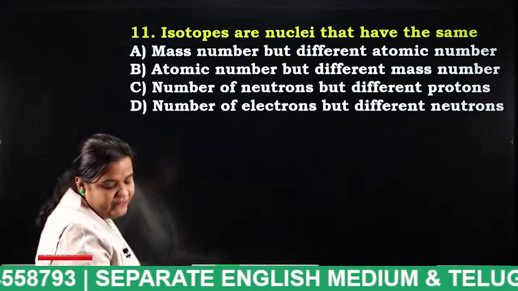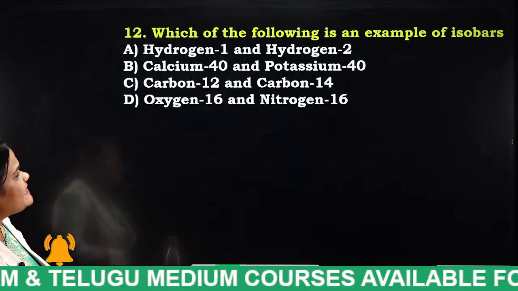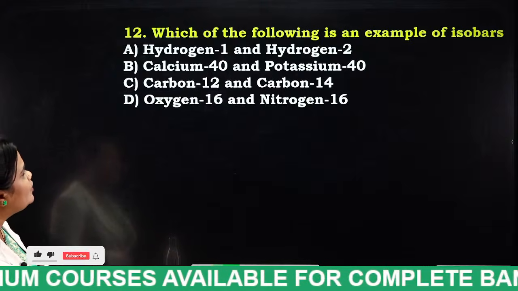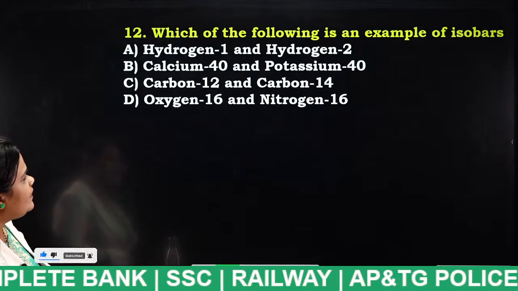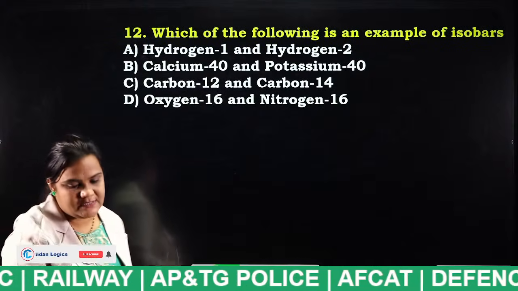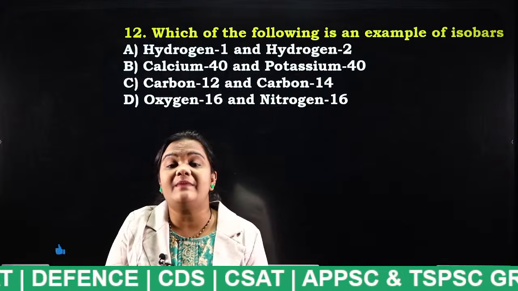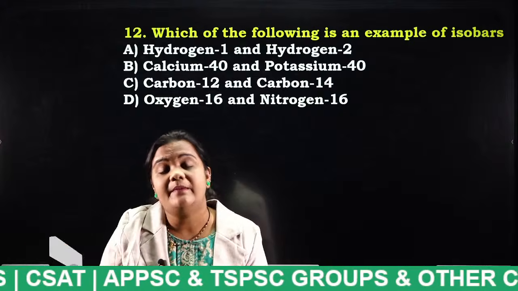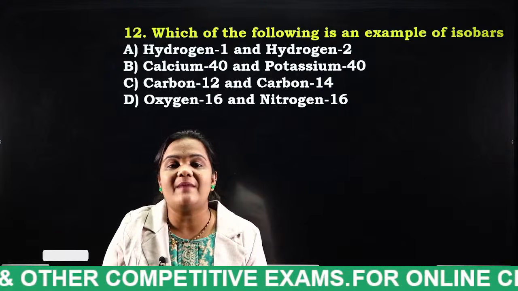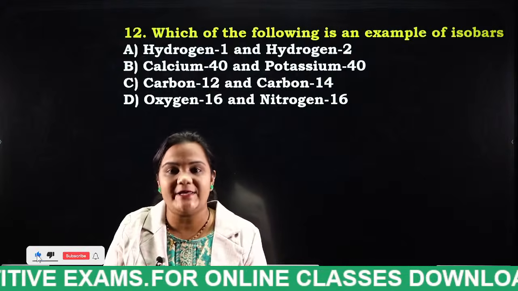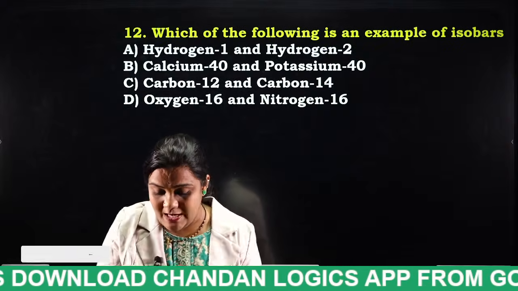So tell me students, very good. Same atomic number but different mass number. Which of the following is an example of isobars? Hydrogen 1 and hydrogen 2, calcium 40 and potassium 40, carbon 12 and carbon 14, oxygen 16 and nitrogen 16. So tell me. Isobars have the same mass number but different atomic number. I have even given you an example for each. The perfect example of isotopes is the hydrogen isotopes, and I have also explained the isobar and isotone examples. So tell me students, very good.